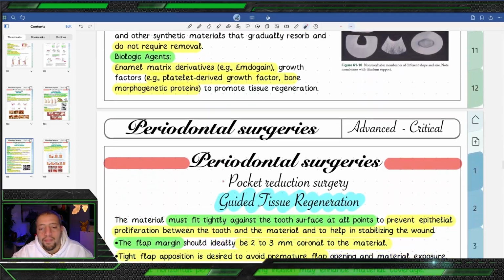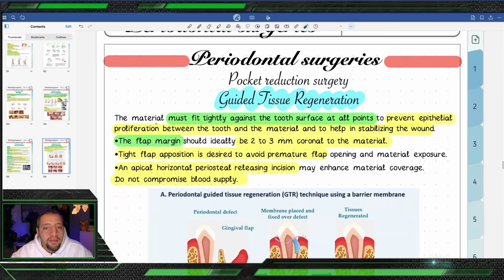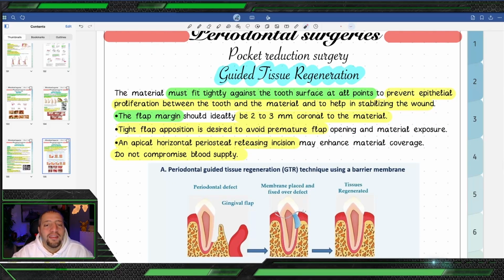Okay. The material must fit tightly against the tooth surface at all points to prevent epithelial proliferation between the tooth and the material and to help in stabilizing the wound. So you should prevent exposure at all costs. The flap margin should ideally be 2 to 3 mm coronal to the material. And this will drive us to the strict requirement of GTR.